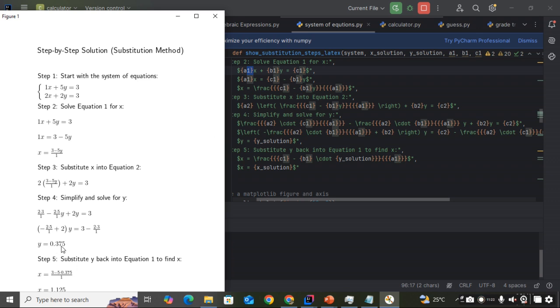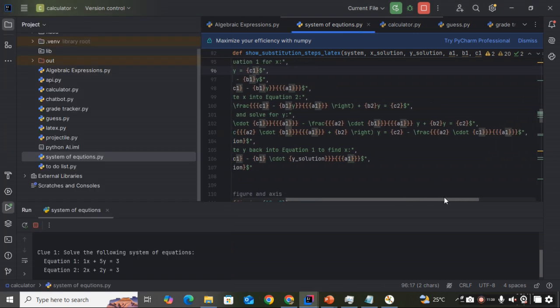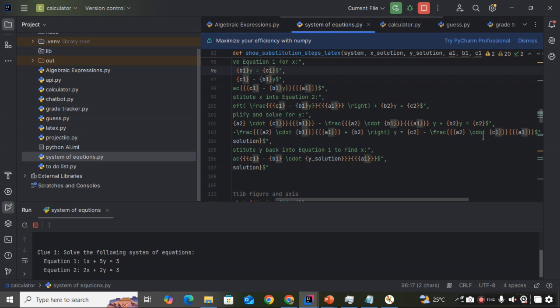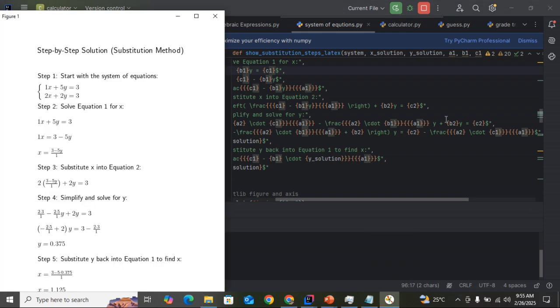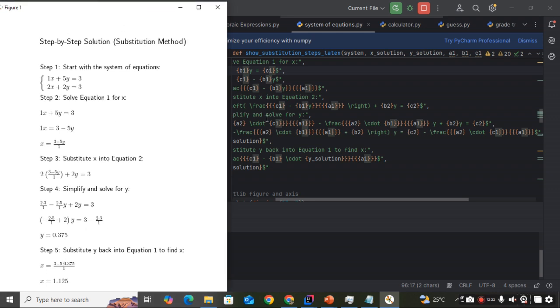And then we can proceed there, and then we have the y solution, which is 0.375. So what he did here is he grouped this term, and then this 2 multiplied by 3, he transposed it to the other side. So do we see that? Yes, c2 minus c1 a1. So this term here, and then we have the solution now, which is 0.375, and then we substitute the y back into equation 1 to find x.